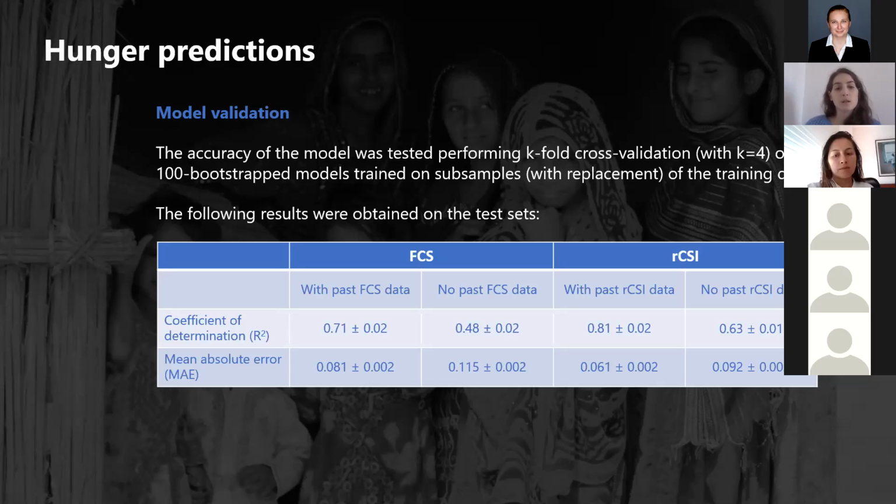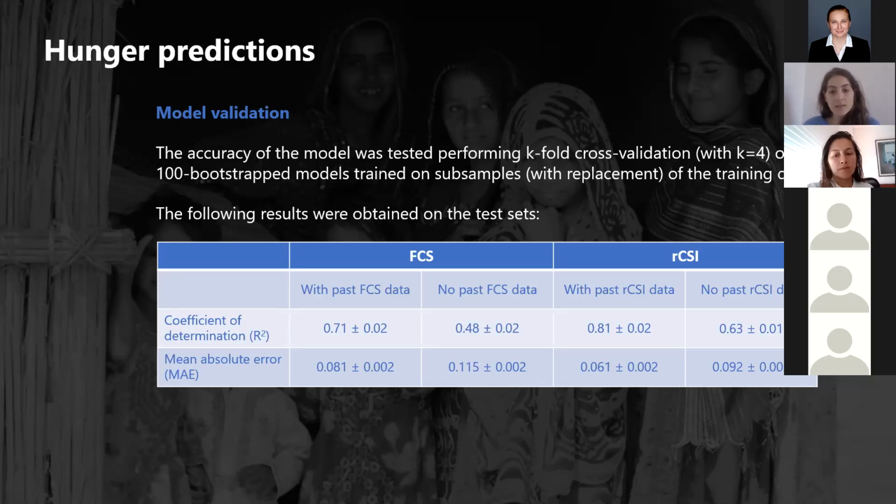We actually used bootstrapping so that we not only give one point estimate, but we can also give a confidence interval. For example, a prevalence of 30% of people are food insecure, plus or minus, I don't know, 5 or 8%. And these metrics, the coefficient of determination and the mean absolute error, are two metrics that you can use to evaluate the performance of a model.